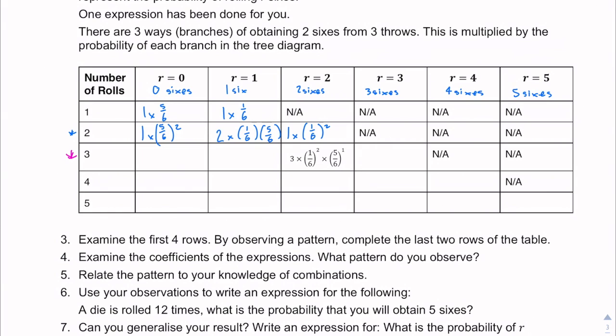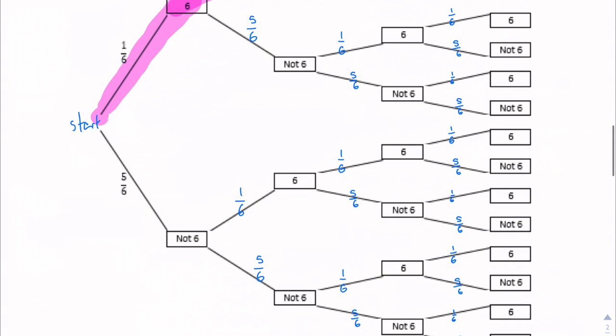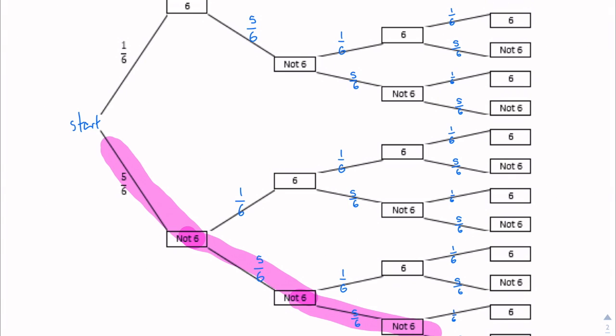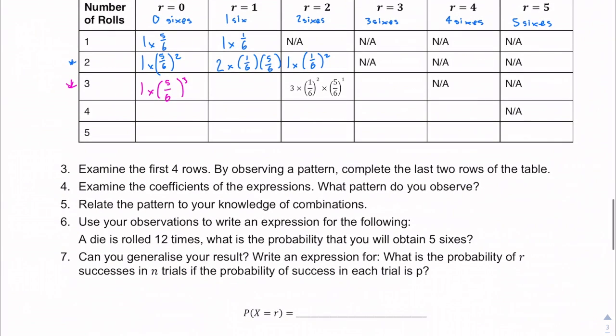So getting 0 6s when we roll it 3 times, well, there's still only going to be one option, and it's 5/6 to the 3. Because we would have had no 6, not 6, not 6. So 5/6 times 5/6 times 5/6. There was only one way for that to happen.